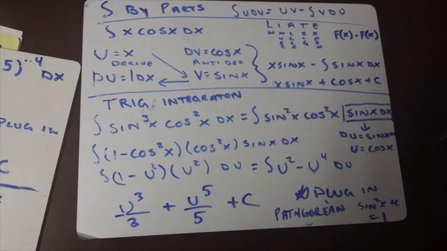You can now integrate properly. This gives you u to the third over 3 plus u to the fifth over 5. You now go ahead and plug back in your u because you need to go back to x's because that was the variable that you started with. You now have cosine x raised to the third over 3 plus cosine x to the fifth over 5 plus c.